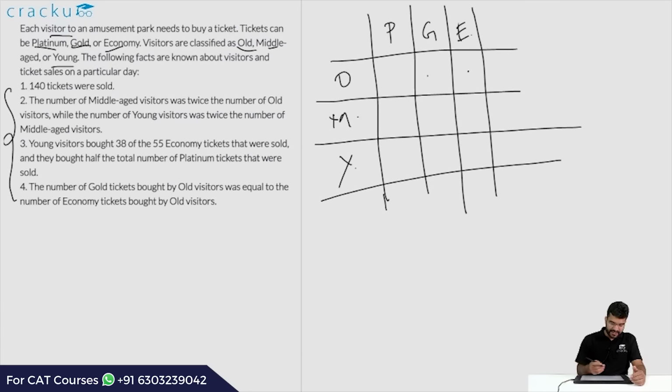So now let us look at all the information that is given. We are told that 140 tickets were sold in total. So the total number of tickets sold is 140. The number of middle-aged visitors was twice the number of old visitors, while the number of young visitors was twice the number of middle-aged visitors. So we need to add one more column for the total.